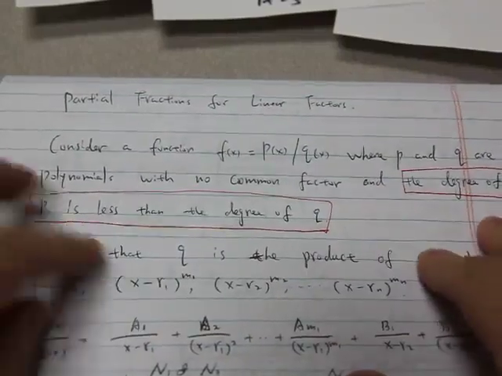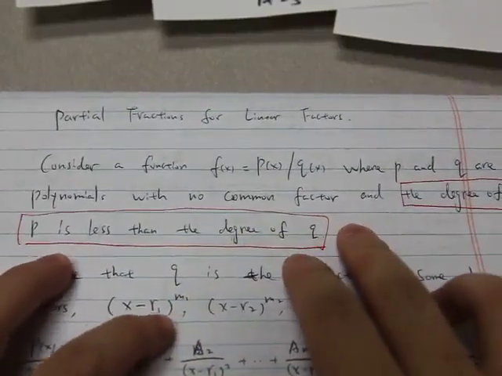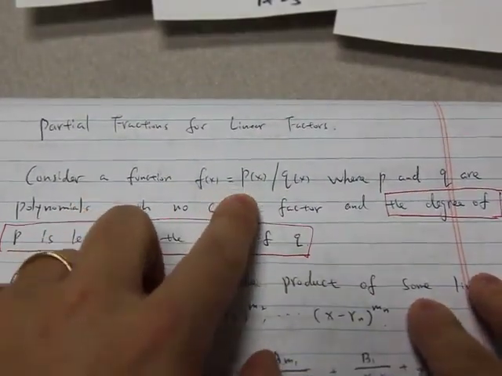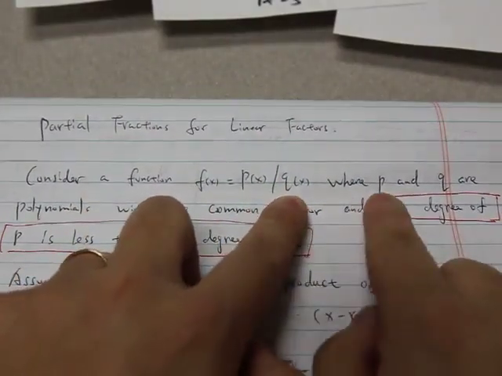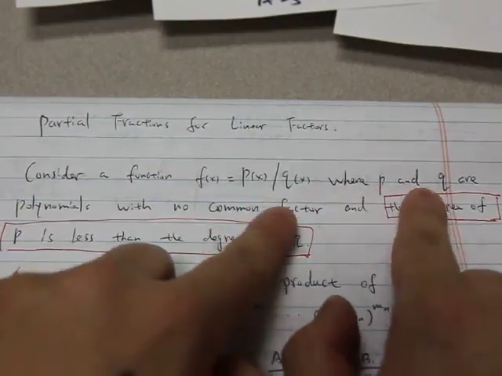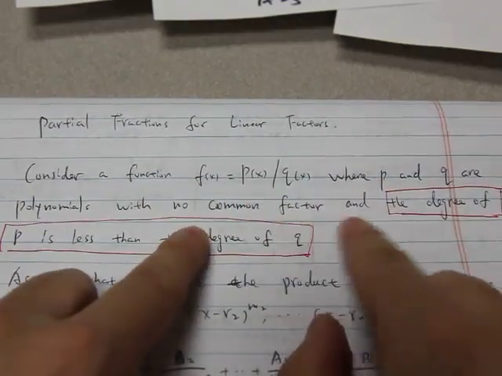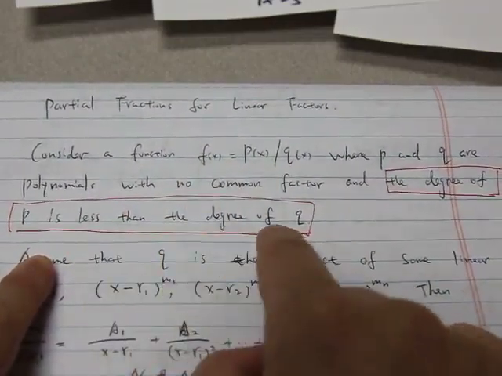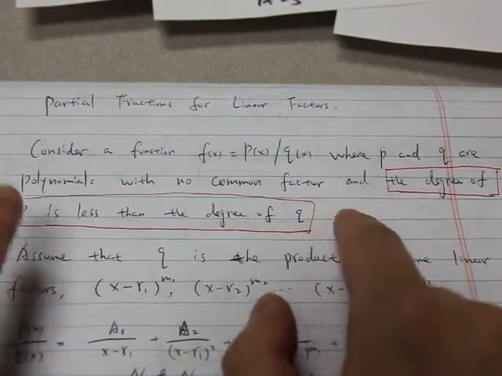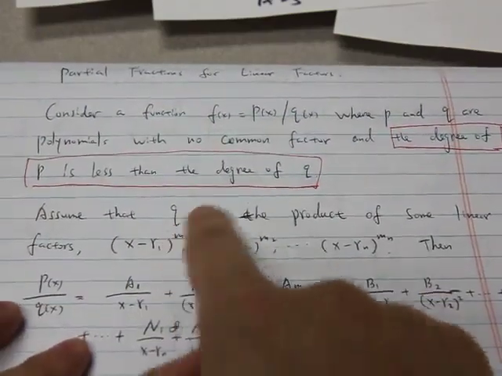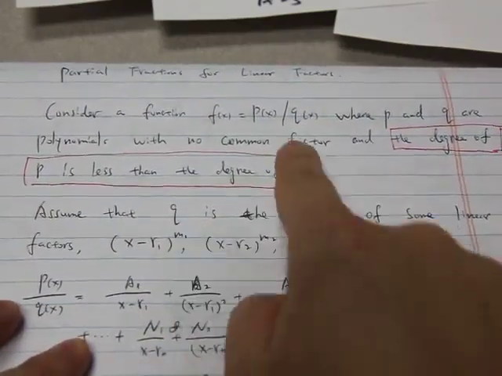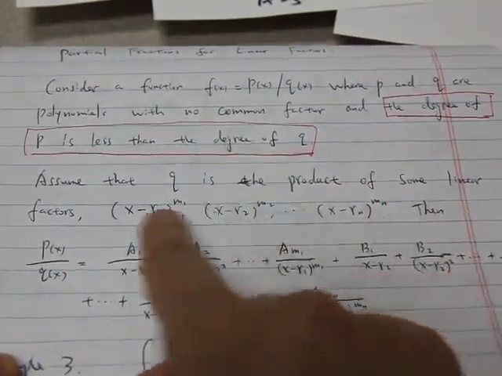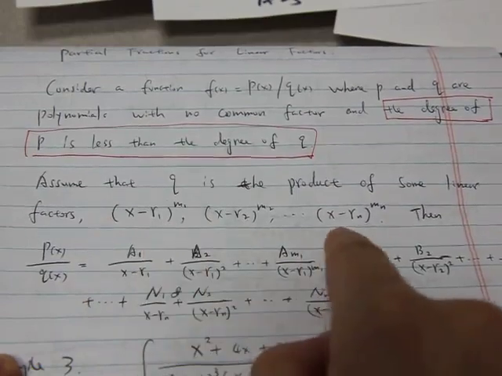Okay. So here is the strategy we should use. If the rational expression f(x) equals p(x) over q(x), where p(x) and q(x) are both polynomials, and the degree of p(x) is less than the degree of q(x), so this is type 1, and we factor the polynomial q(x) into a product of some linear factors, right?